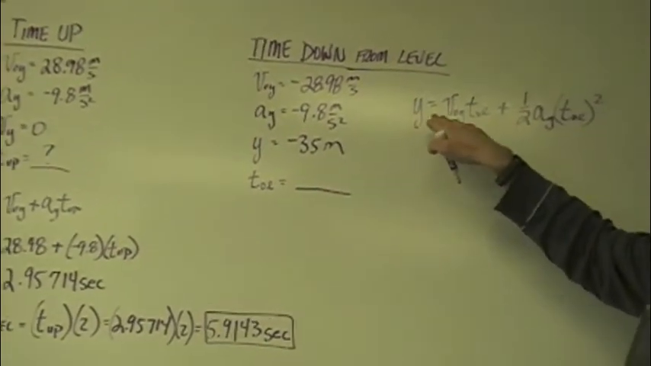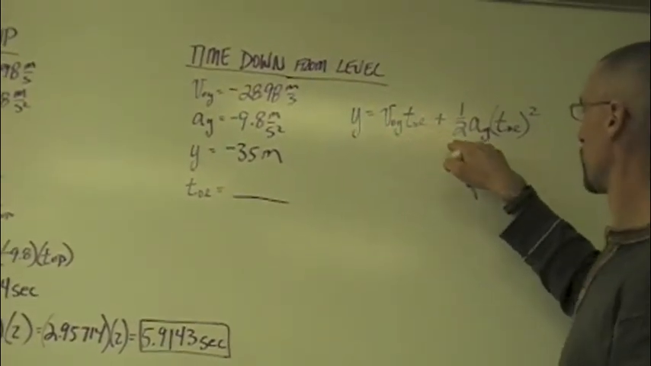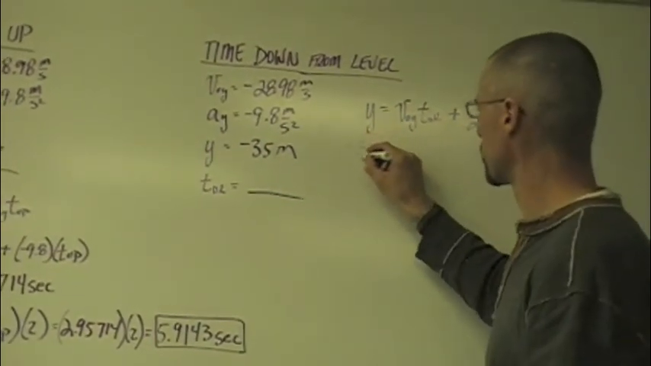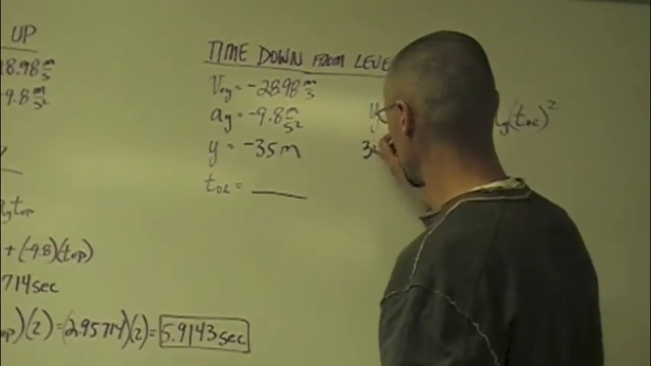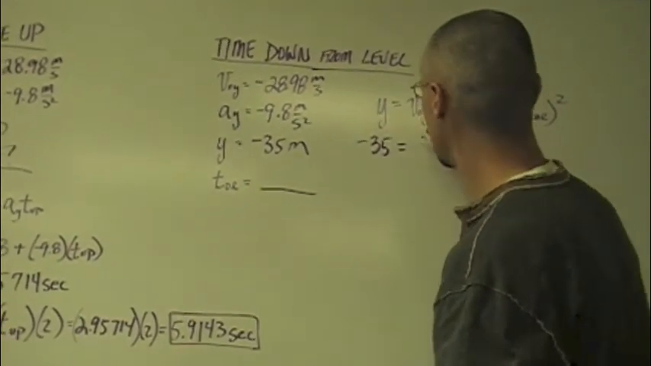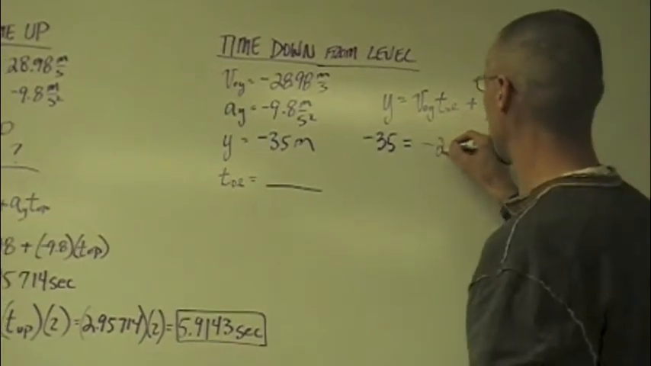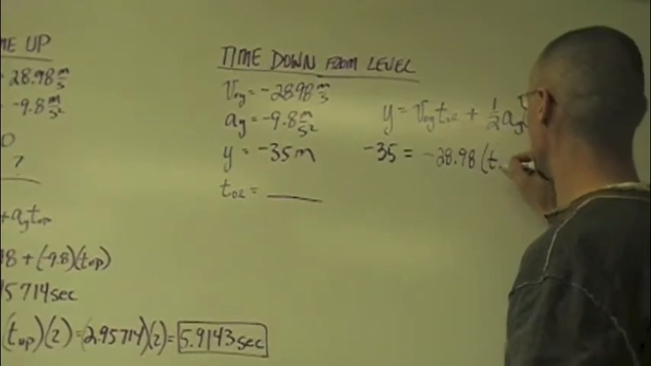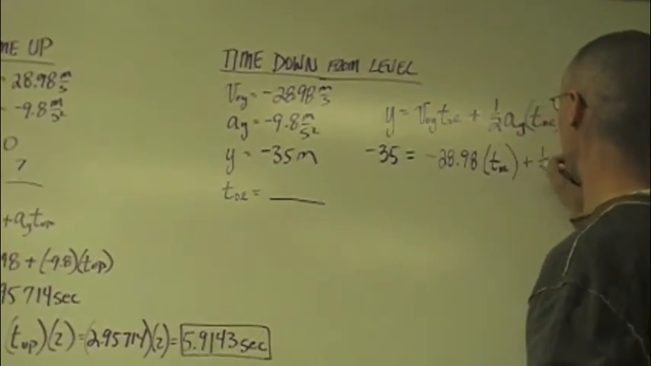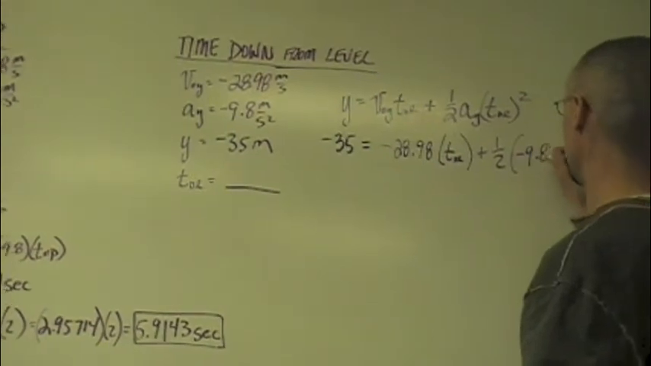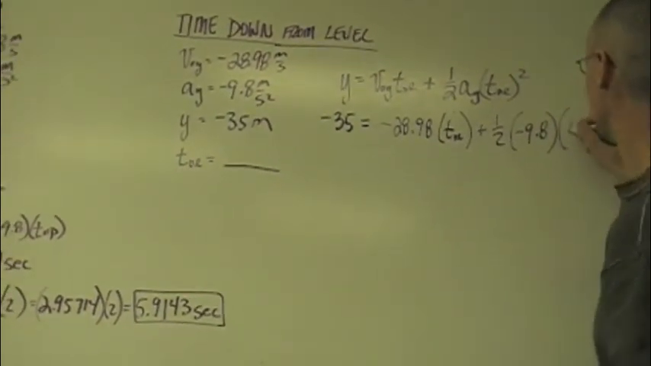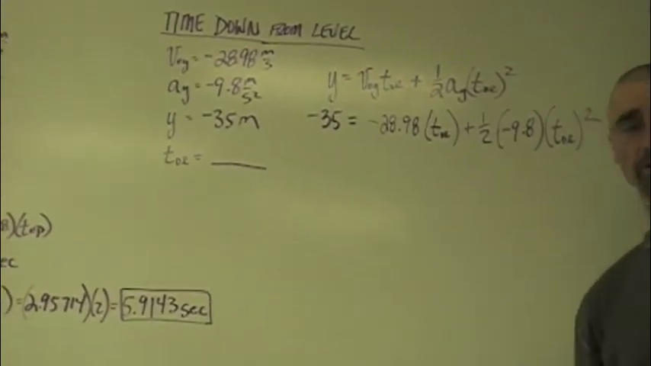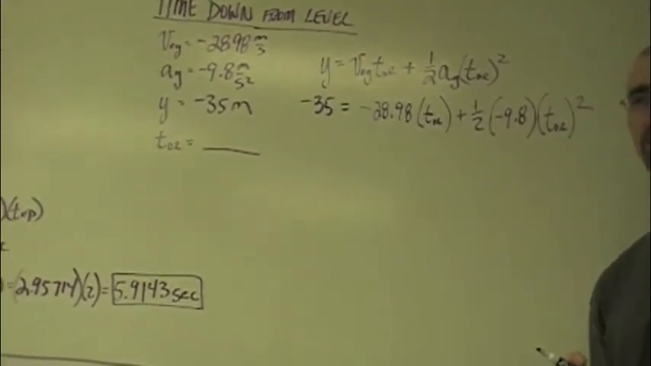So if I am given those variables right there, and looking for the time down from that level, we should be able to say y equals v naught y t plus 1/2 a_y t squared. So if we plug in what we know, negative 35, this is where I'm going to need some calculation help, I think. Make sure we get our negative. We got negative 28.98 times t_dl plus 1/2 negative 9.8 times t_dl squared. And guys, I think we're seeing that this is turning into something that we're going to have to use the what on?